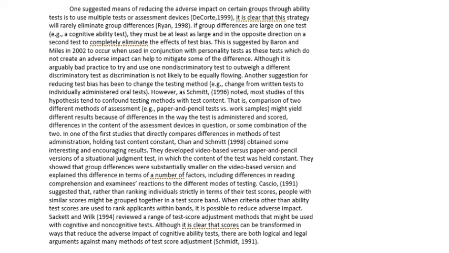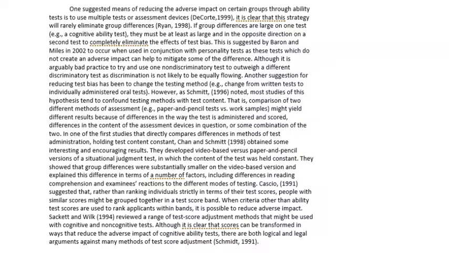Another suggestion for reducing test bias has been to change the testing method, e.g. change from written tests to individually administered oral tests. However, Schmidt in 1996 noted, most studies of this hypothesis tend to confound testing methods with test content. That is, the comparison of two different methods of assessment might yield different results because of differences in the way the test is administered and scored, differences in the content of the assessment devices in question, or some combination of the two.